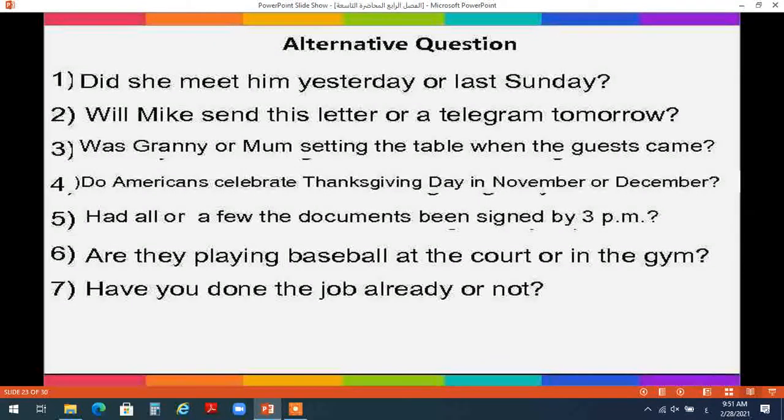Number five, had all or a few of the documents been signed by 3 p.m.? Here we want to know whether all the documents or just a few of the documents have been signed by 3 p.m. Number six, are they playing baseball at the court or in the gym? Here we are asking about the place where baseball has been played by them. Either it is at the court or in the gym. Number seven, have you done the job already or not? Here you have to answer by using one of the two options, whether you have done the job or you haven't done the job. So this is what we mean by alternative questions.